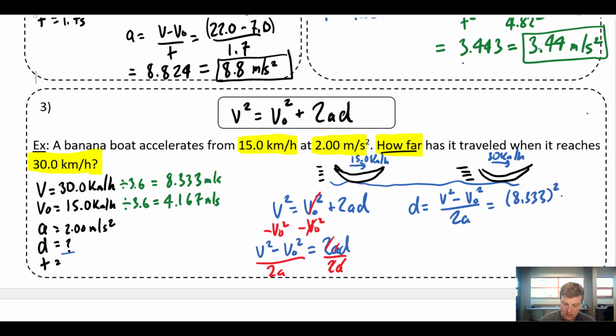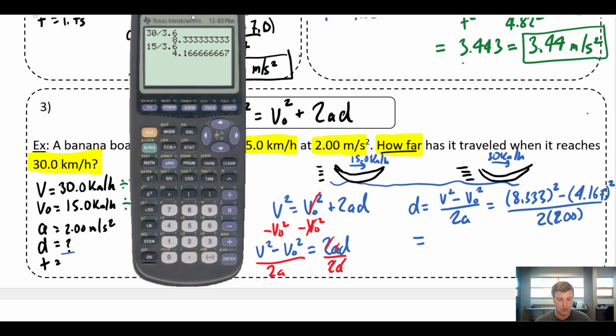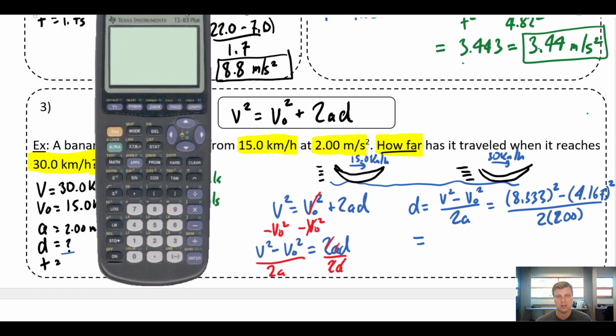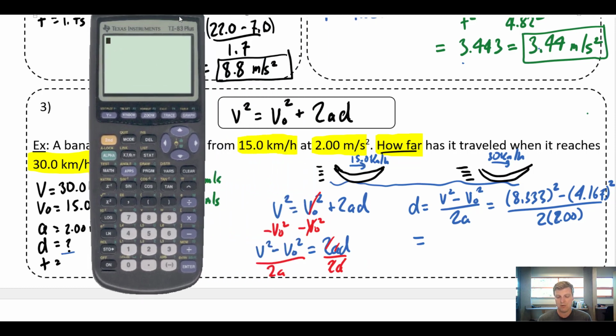So I'll put in my variables, put in my values: 8.333 squared minus 4.167 squared. Divide that by 2 times 2.00. Now, we can put this in our calculator. We can do this all in one go. And you definitely can do it as long as you're really careful with your brackets. I'm going to suggest, though, that as these get more and more complicated, it might be simpler for you to just break it out into chunks. So, for example, when I've got a fraction, a rational, I might just look at the numerator and then divide it by the denominator, and that might simplify things for me.